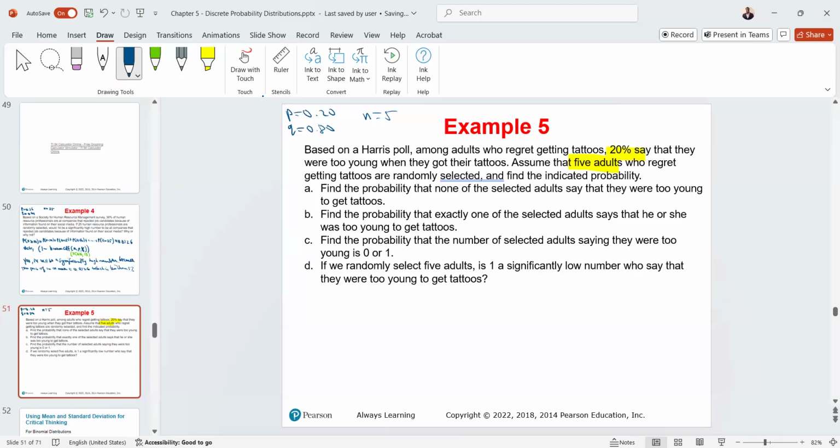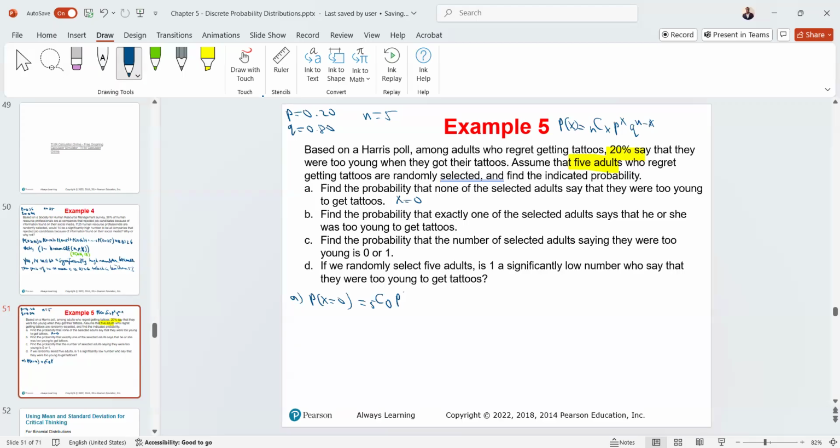For A, find the probability that none of the selected adults, that means find the probability that X is equal to 0. So if X is equal to 0, remember, that means 5C0, P power. Remember that the formula for binomial distributions is nCx P to the power X, Q to the power n minus X.